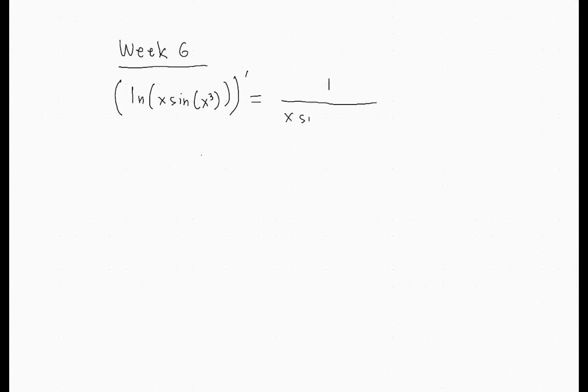And what is the derivative of x sine of x cubed? We're going to use the product rule and the chain rule. Big picture is product rule, so we have the derivative of the first, which is 1 times the second, plus the first times the derivative of the second, which is cosine of x cubed times 3x squared, again by the chain rule. So this is the derivative of sine of x cubed.